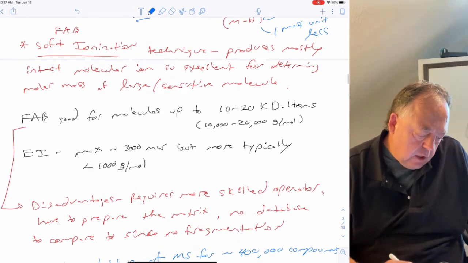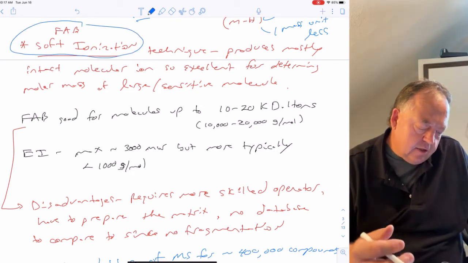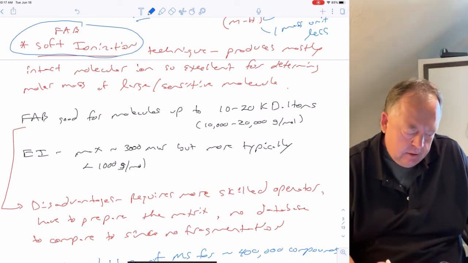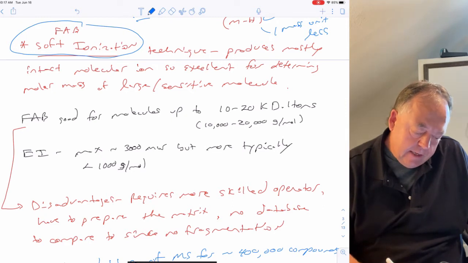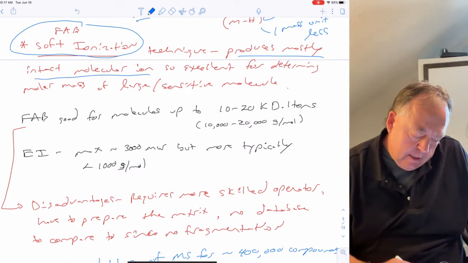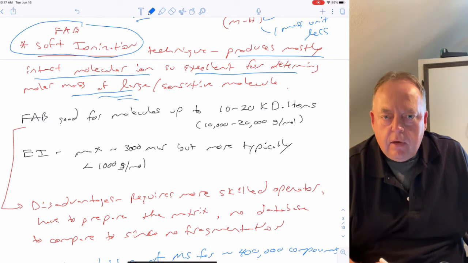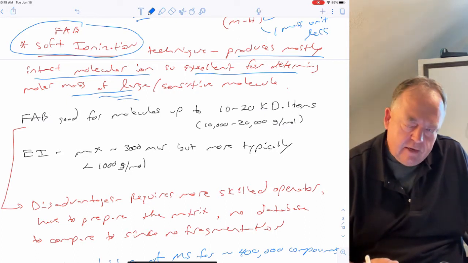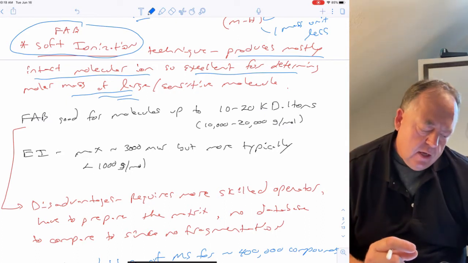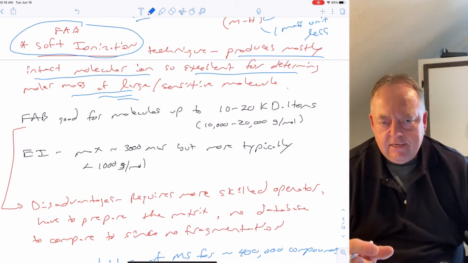So FAB is what's known as a soft ionization technique. Electron impact would be a hard ionization technique. So this is a soft ionization technique. It produces mostly intact molecular ion. So that means it's excellent for determining the mass of large and sensitive molecules because you're not going to get fragmentation. So the molecule, once it's ionized in the gas phase, it's going to live long enough to hit the detector.